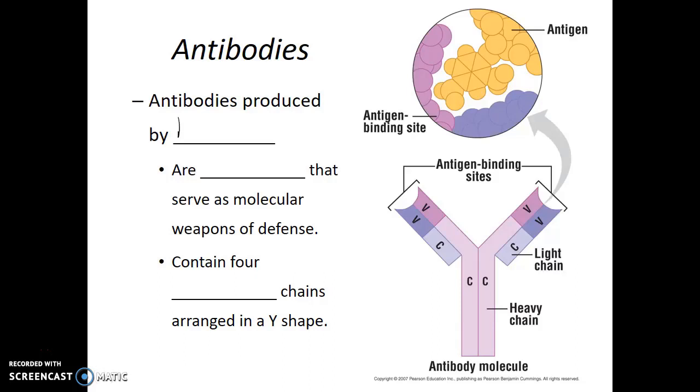In fact, B cells are the only cells that produce antibodies. Antibodies are proteins that serve as molecular weapons of defense. Each antibody consists of 4 polypeptide chains arranged in a Y shape.